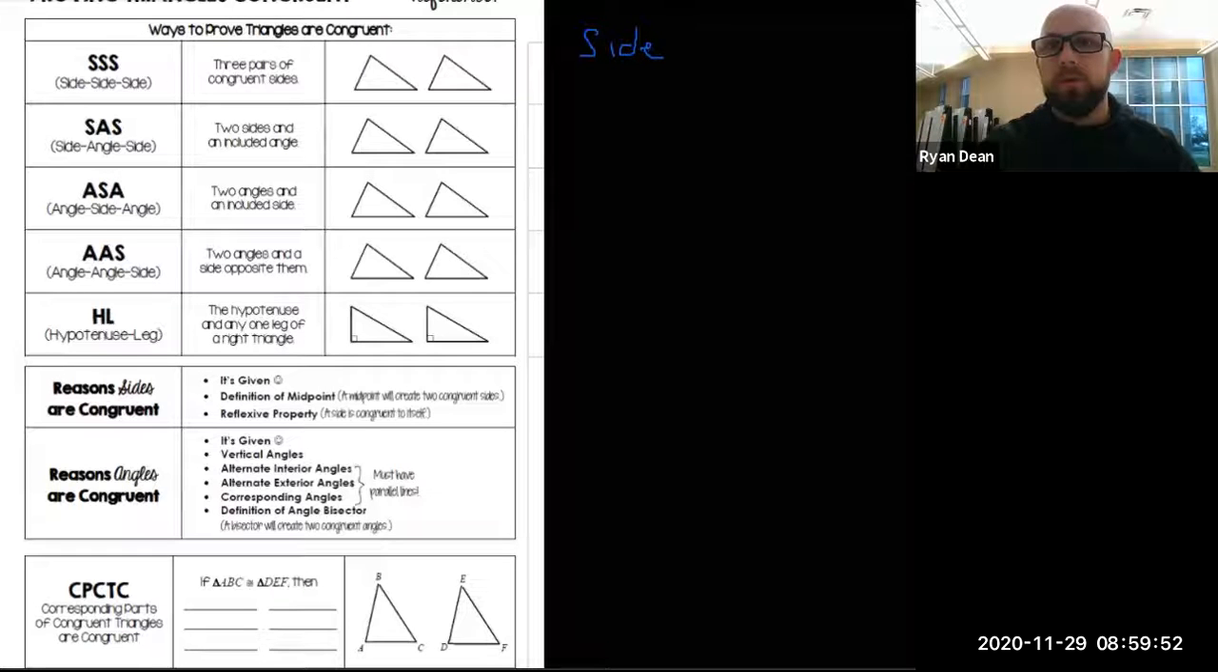Okay, so side is S, A is angle, and then we have H, which is the hypotenuse. So all of these are different parts of the triangle that we're going to be taking a look at. Okay, so that's what each one of these letters represents.